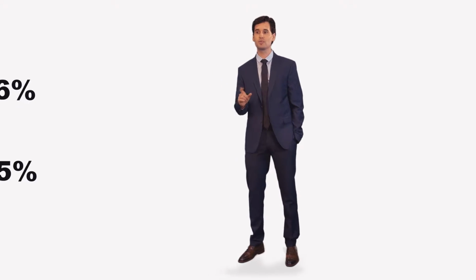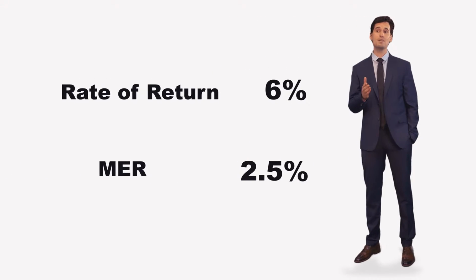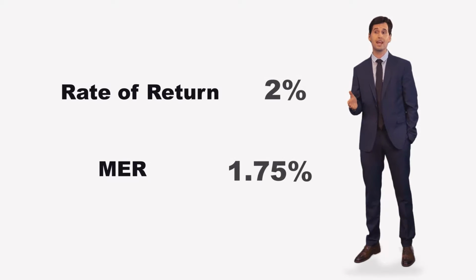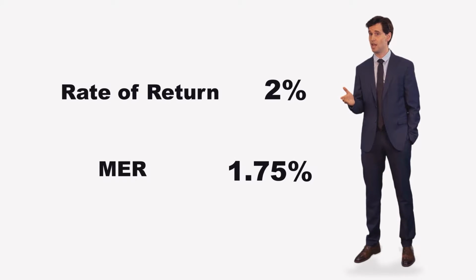What rate of return would you rather get for your mutual fund? 6% or 2%? Now, what if I told you that the mutual fund with a rate of return of 6% has an MER of 2.5%, and the mutual fund with a rate of return of 2% has an MER of 1.75%? What mutual fund would you choose?